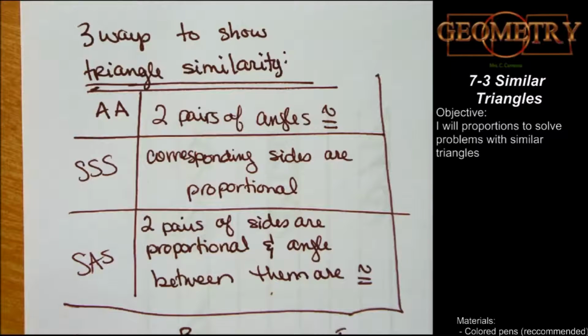We can use two pairs of angles that are congruent to show that triangles are similar. We can show that all three pairs of corresponding sides of these two triangles are proportional to each other. Or we can use two pairs of sides being proportional and the angle in between them being congruent.